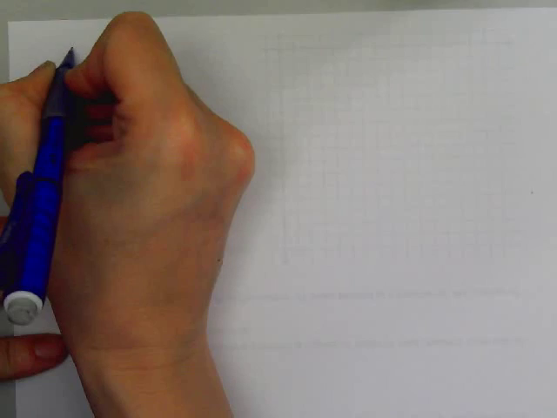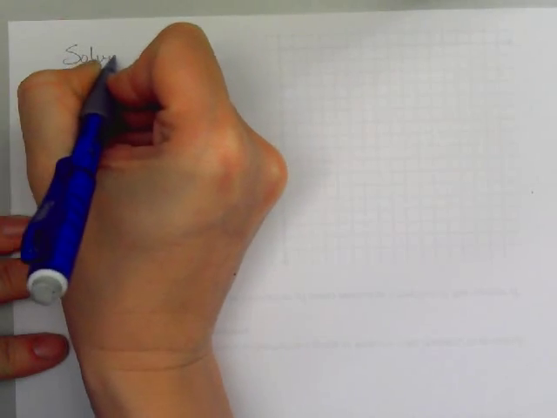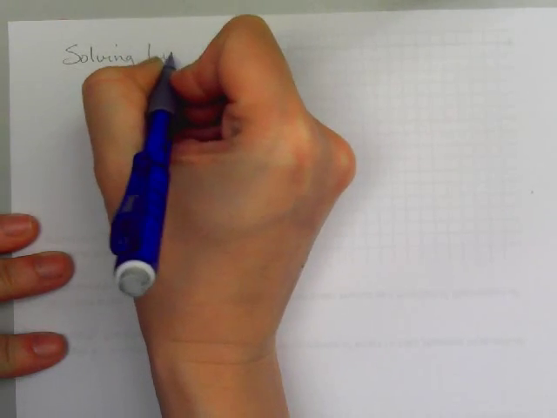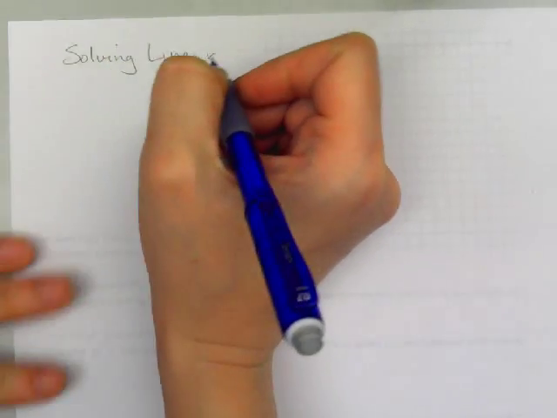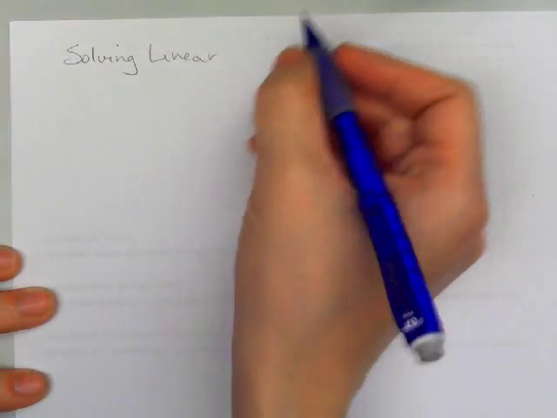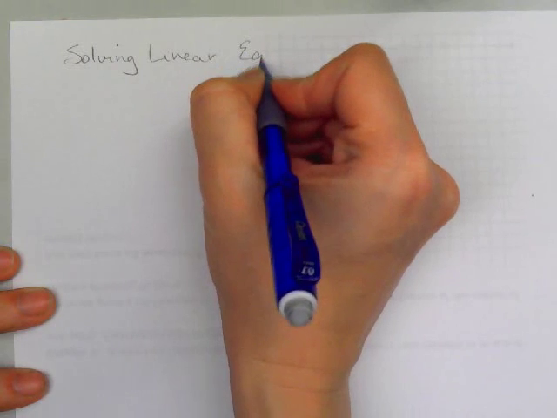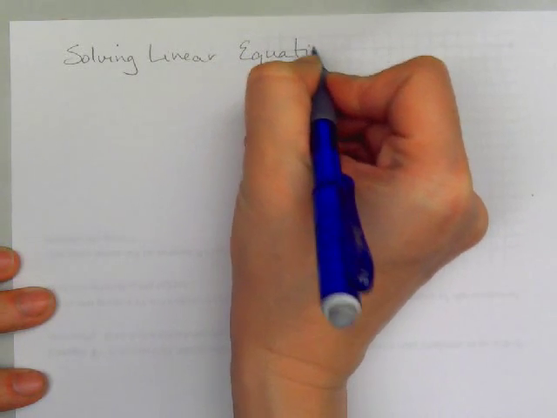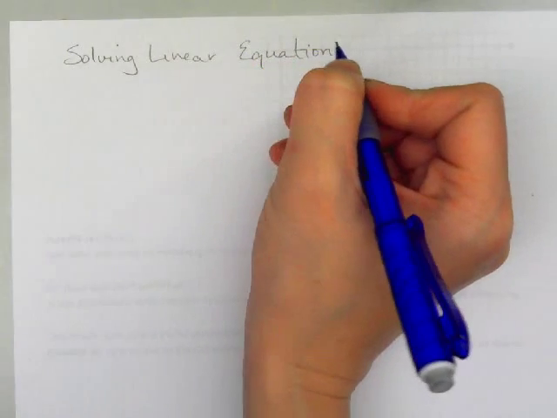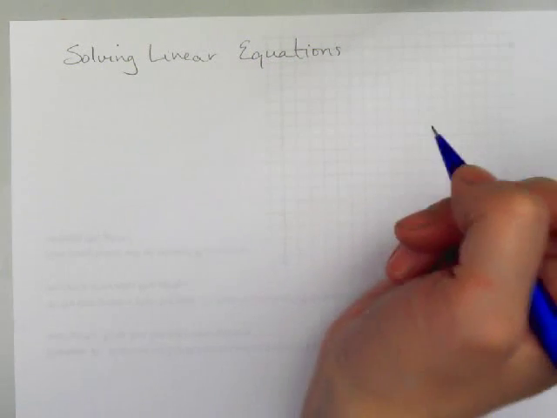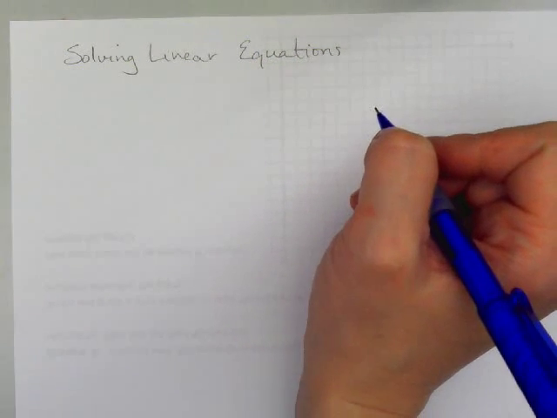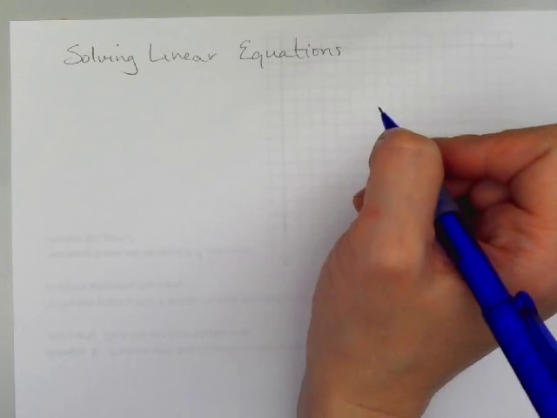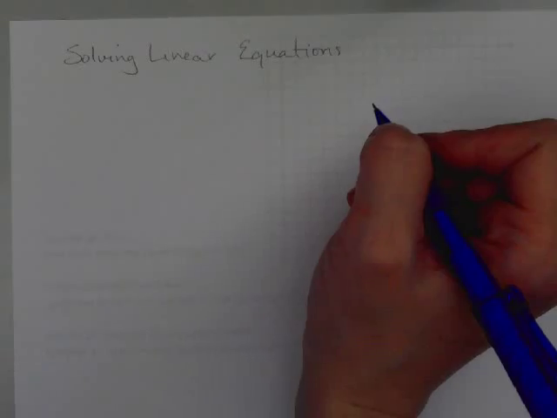So very briefly, steps for solving just a linear equation, just a normal equation. Write it down if you need to write it down. Don't worry about it if you don't need to write it down. Solving linear equations. When I refer to linear equations, I'm not talking about square roots or absolute values or quadratics. I'm just talking about the most complicated thing you have in there is like a 5x or something.